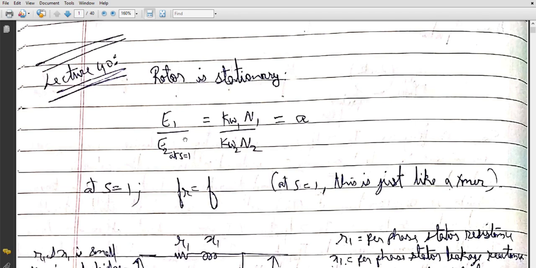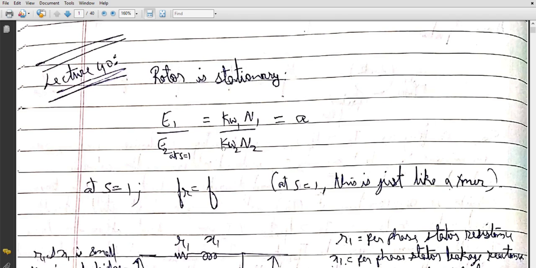Because at S equals 1, the frequency of the rotor is also F, and the frequency of the stator is, as usual, always F. So by maintaining the same frequency and flux per pole, we know that the flux per pole remains the same for the stator as well as the rotor. So this is how we are getting this ratio, and we know that Kw1 into N1 is a constant, and Kw2 into N2 is also a constant, and the ratio of these two is again a constant. We can denote it by some letter, say A.